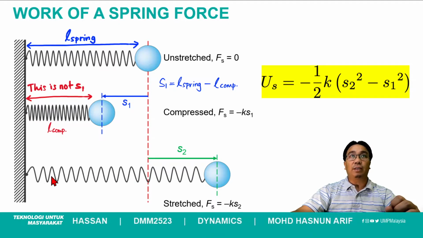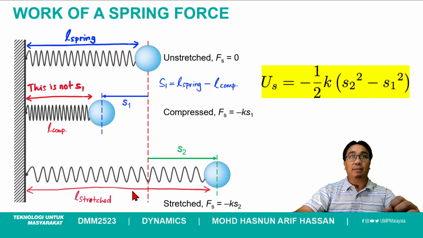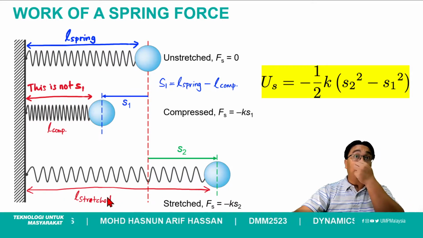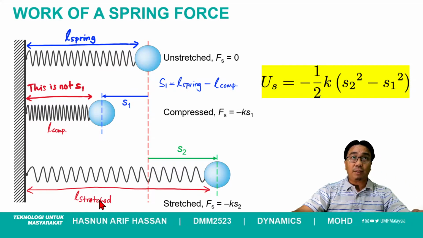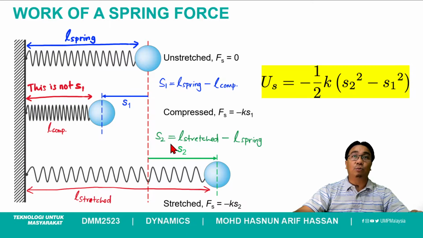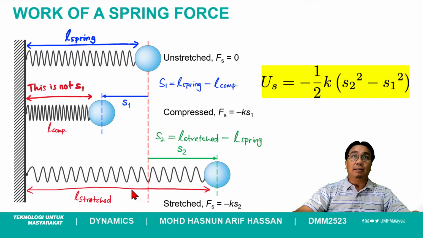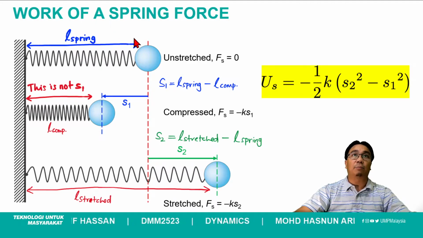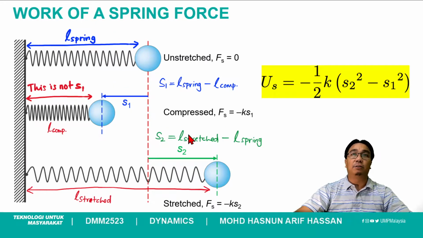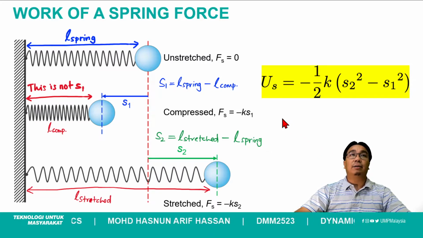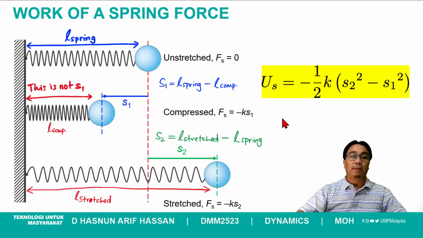Same goes for the case of stretch below. This is the stretch length of the spring, not S2. This is not S2 or S1. Okay, so how to find S2 is basically the stretch length of the spring minus the natural length of the spring or unstretched length of the spring. Okay, so that is all the work of a spring force.